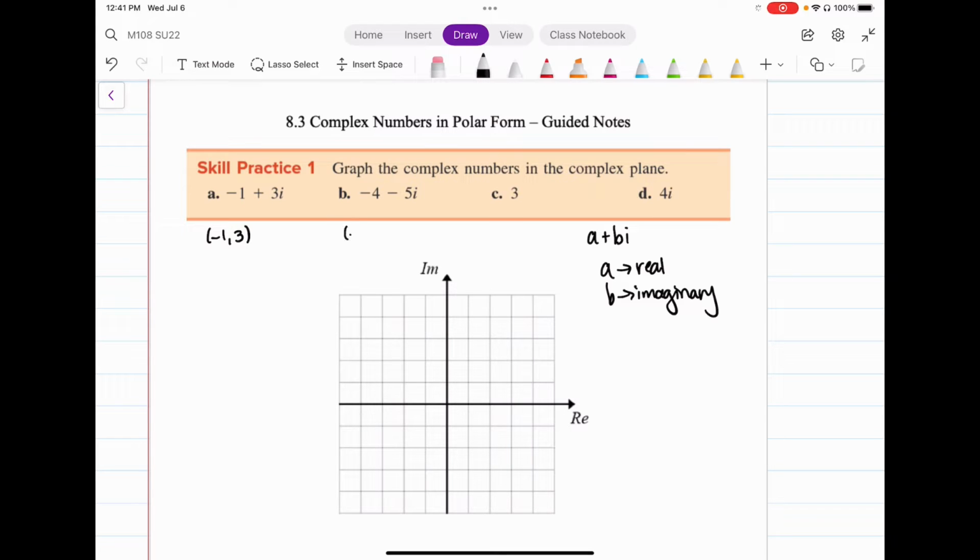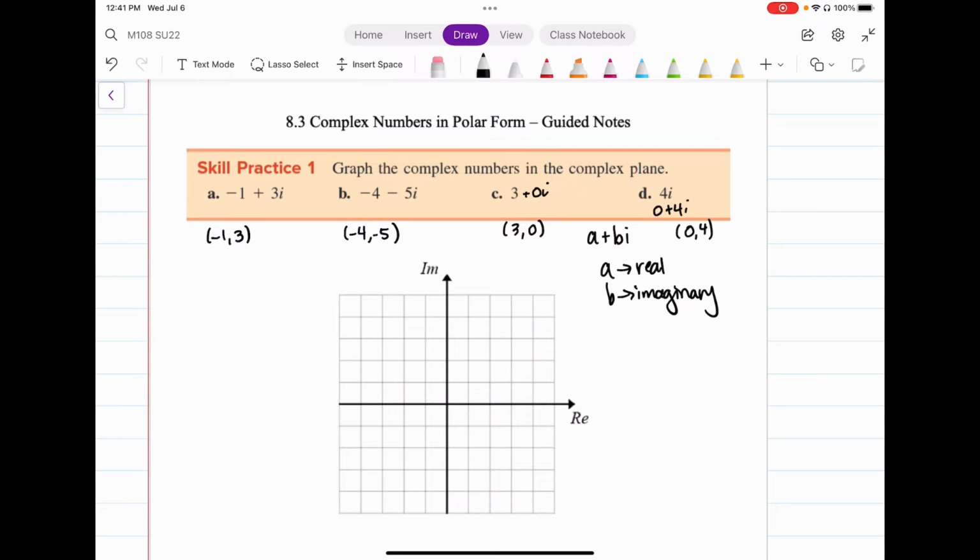Part B is -4, -5. Part C, there is no i, so that's as if you had plus 0i. That's the point 3, 0. And part D, there is no constant term without an i. That's as if you had 0 plus 4i, and that's the point 0, 4.